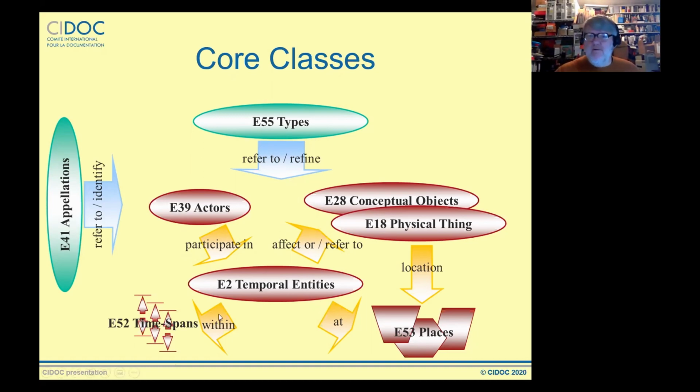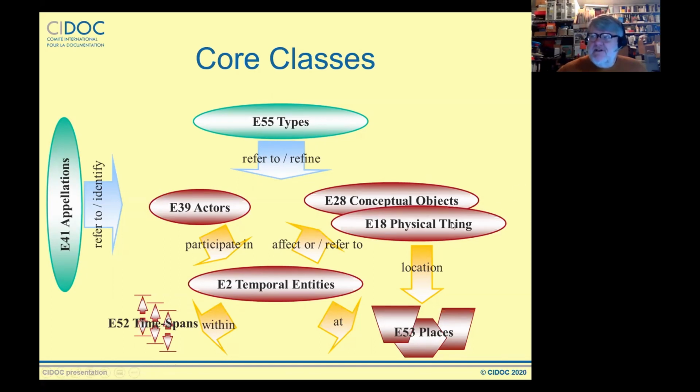So at the core of the model, as I said, it's what we call event-centric. At the core of the model, there are these E2 temporal entities. These are things happening in time, the so-called perdurants. So things which occur in time: activities, events, happenings, history carrying on. And these are the things that give us links to time. So E52 time spans are our way of looking at time, and it's the only way we can get to time.